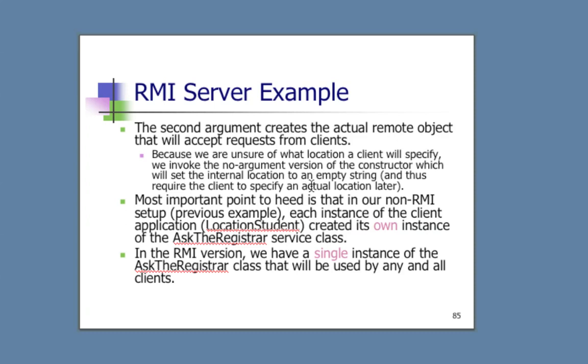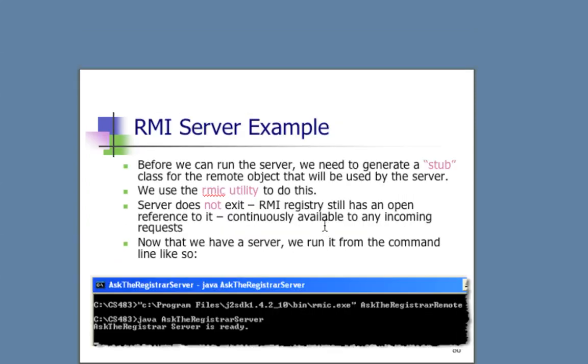The most important point to look at is our non-RMI setup. In the previous example, each instance of the client application and the local student, which we didn't actually go through, but you saw the code for it, created its own instance. So the main program created its own instance of the object. Well, we don't have to create our own instance anymore. Instead, in the RMI version, we have one single instance of the AskTheRegister class that we're going to be using through the RMI registry. So the RMI registry essentially just keeps track of that instance of the object once it's created.